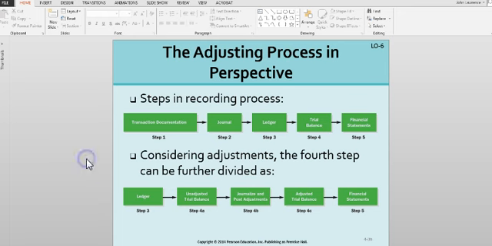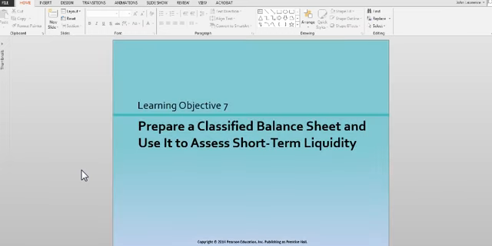Okay, so we're going to move on, understanding the process that one goes through for both explicit transactions, which of course start with the transaction documentation, and the implicit transactions for which there is no transaction documentation, but for which the passage of time triggers that entry. From there, we're going to start to look at, and we've talked about this really from the very first class, a classified balance sheet, what it looks like, and how we begin to analyze that balance sheet.